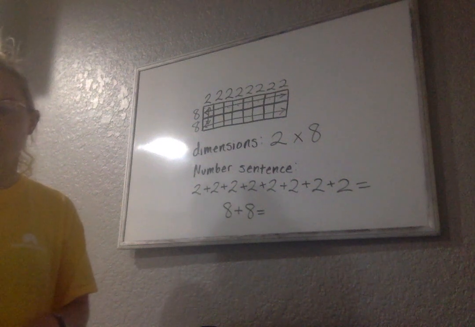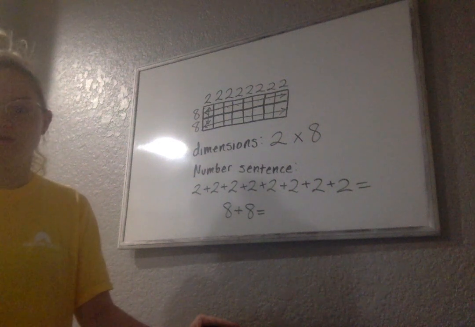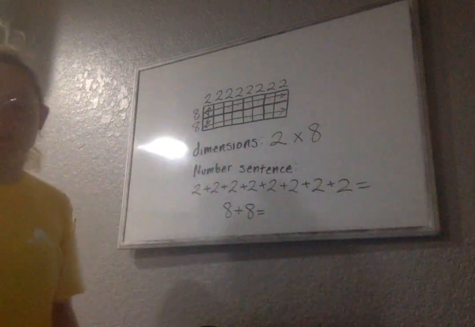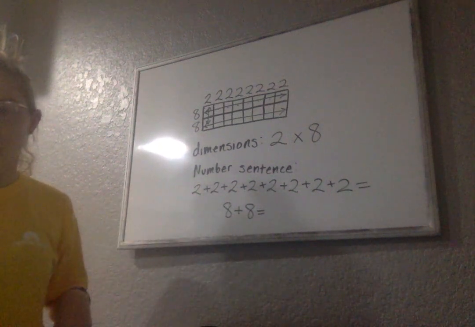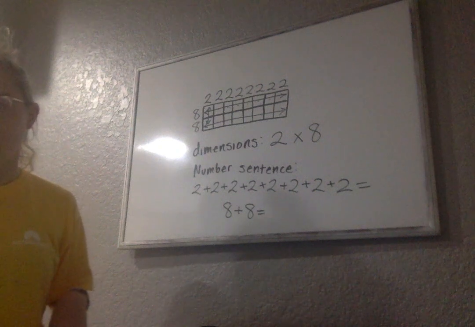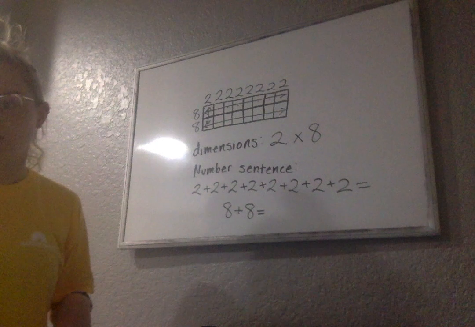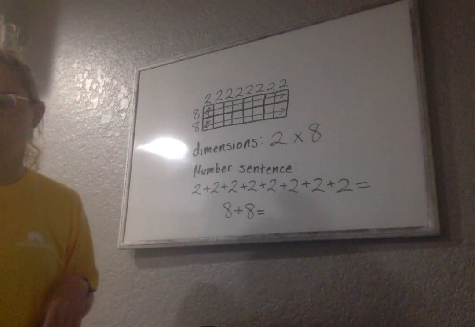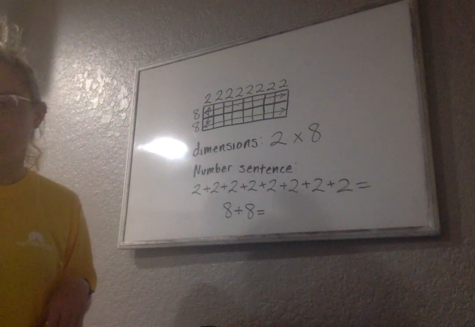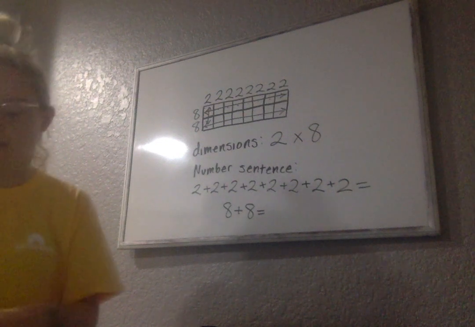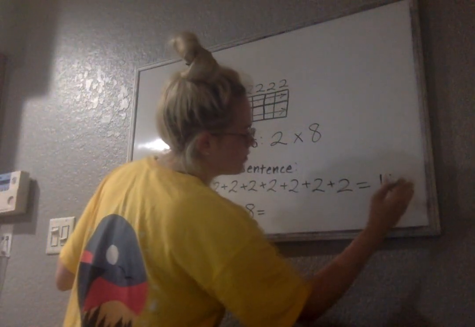Now I want someone to tell me what our answer for the area is. You can solve it either by counting them all by themselves, or you can make one of these number sentences to figure it out. Boston, do you think you got an answer? 16. Does anyone agree with Boston? Give me a thumbs up if you agree. A few agree. Fabulous. Yep, Mr. Boston got it. It is 16, so I'm going to write that right here.